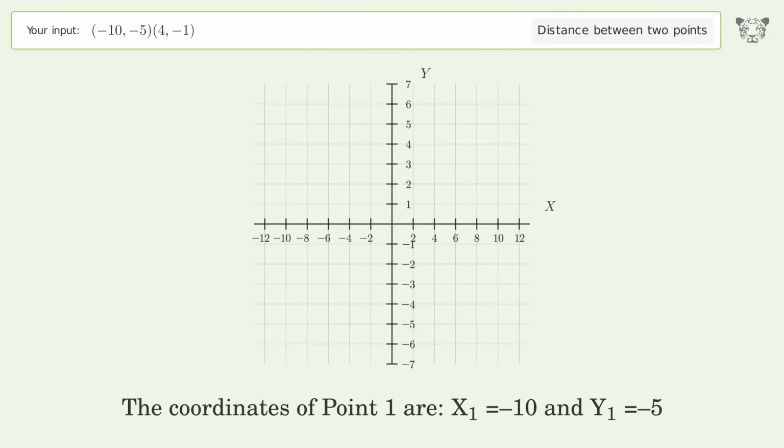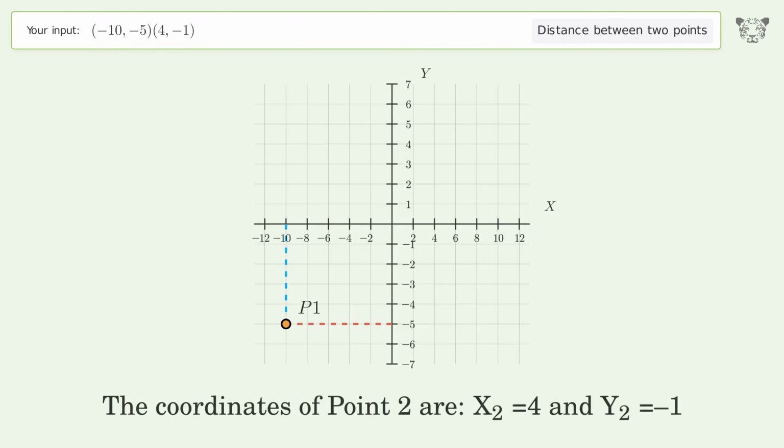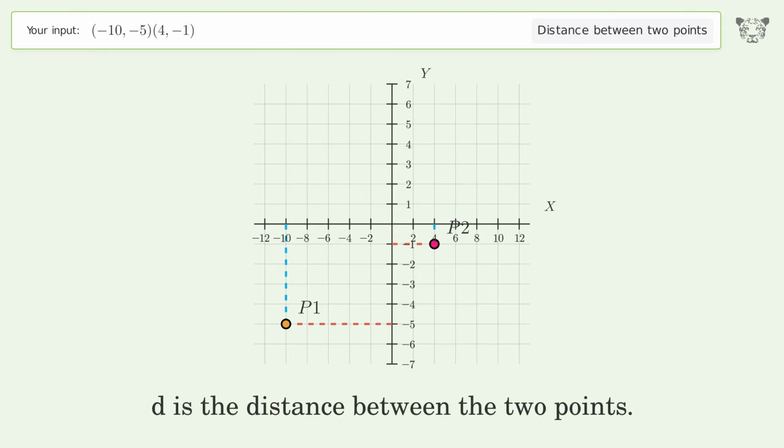The coordinates of point 1 are x1 equals -10 and y1 equals -5. The coordinates of point 2 are x2 equals 4 and y2 equals -1. D is the distance between the 2 points.